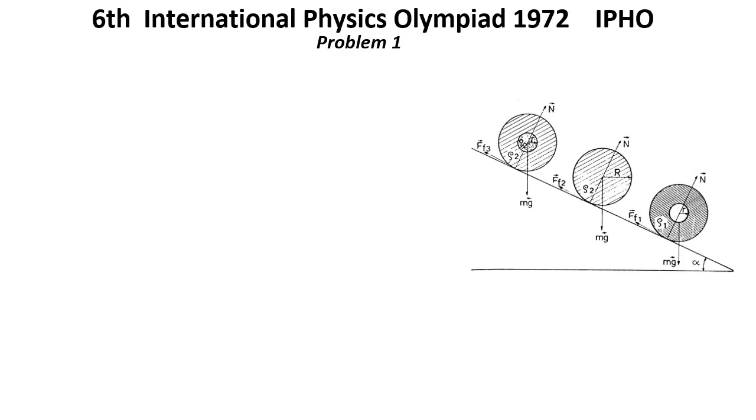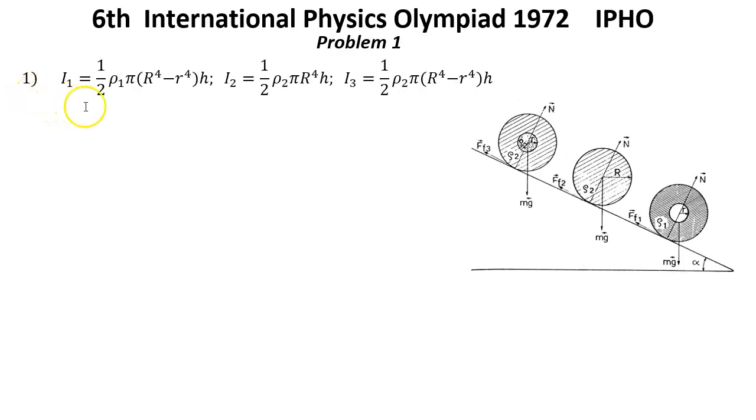The inertia moments of the 3 cylinders are I1, where we have internal radius small r and the external radius big R. For the second one we have totally external radius R, and for the third cylinder the internal radius is the same as for the first one, the external is the same, and it's also filled with the same density liquid inside the cylinder.